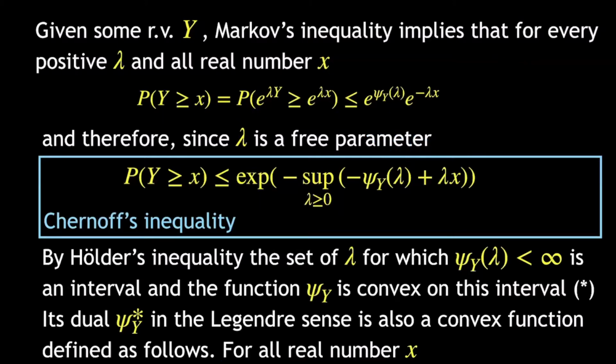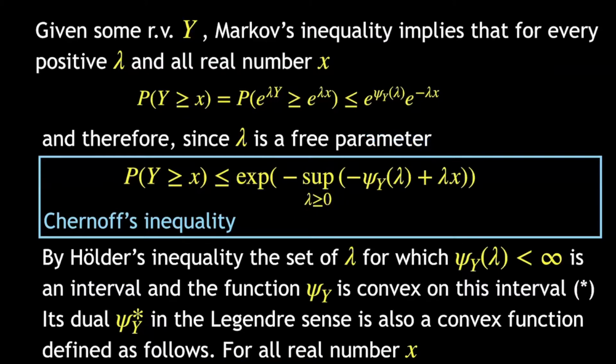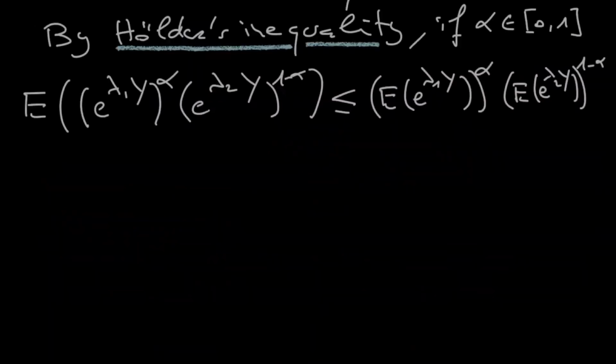And this dual is a bit different than the quantity which appears in Chernoff's inequality, just because above you have this constraint on lambda, which is that lambda is non-negative. But in the definition of the dual, lambda is completely free, and you look at the sup on the whole real line.